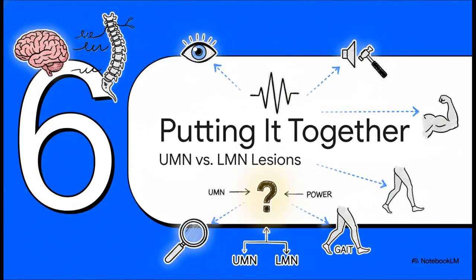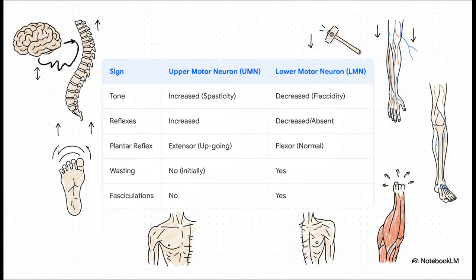Okay, so we've gathered all these individual findings, from inspection, tone, power, reflexes, and gait. Now for the big question. How do we put all these clues together into a meaningful pattern that actually tells us where the problem is? This right here, this is where it all comes together. We can see two major patterns.